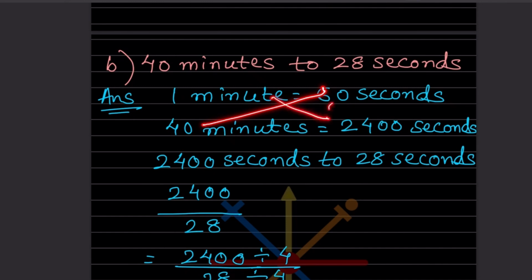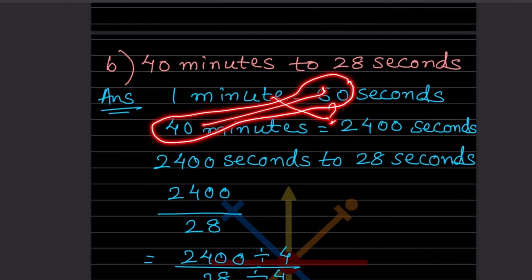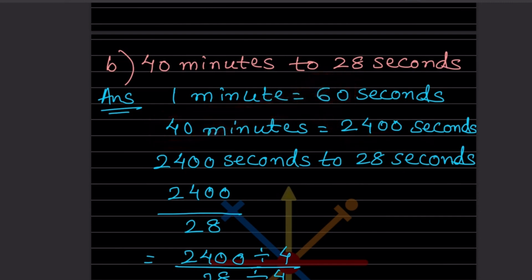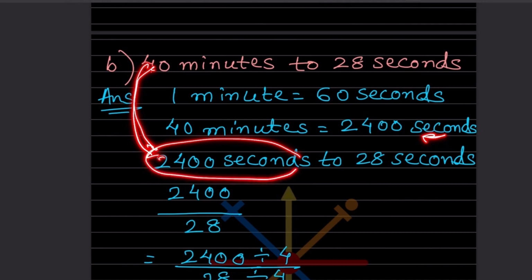Here we don't have anything. So here there are two numbers, right? So now what are we going to do? 40 into 60. That is going to be 2400 seconds. Now we can write this because we got seconds. So in place of this 40 minutes, we are going to write 2400 seconds, and here 28 seconds as it is.